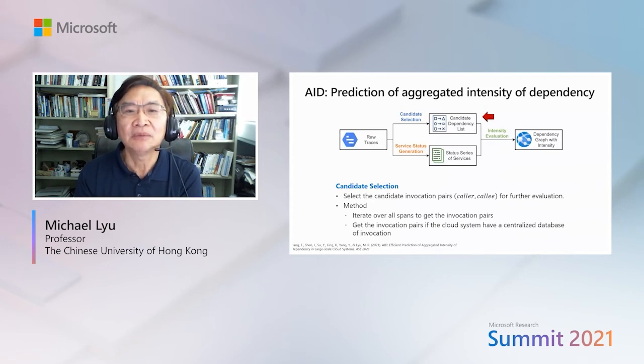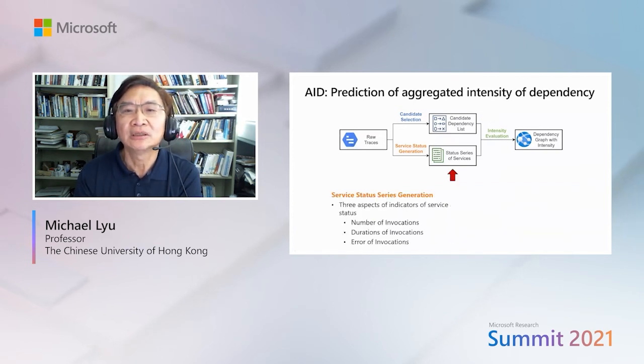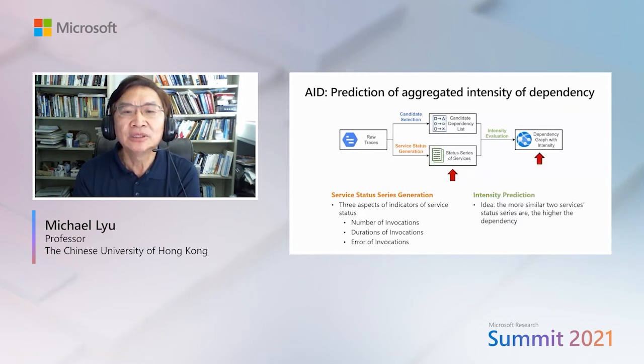In the second step, the service status sequence is generated. Each service has 3 types of status indicators, namely call times, call duration, and error rate. And we can process them accordingly. Based on the status sequence, we can measure the intensity by comparing the similarity of the sequences.